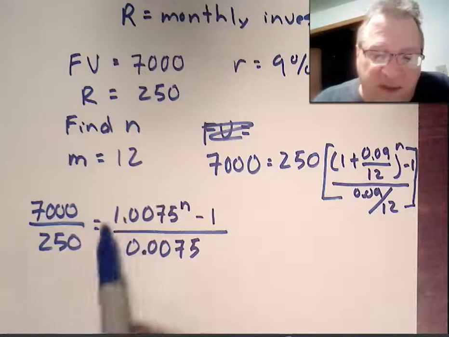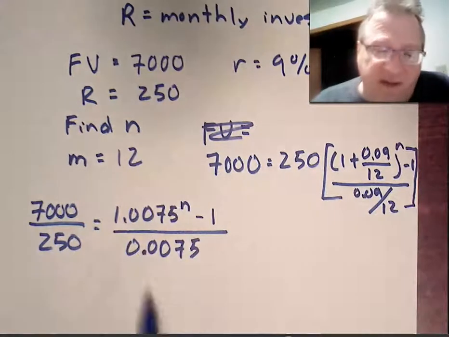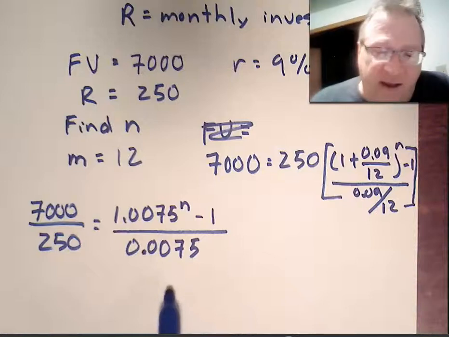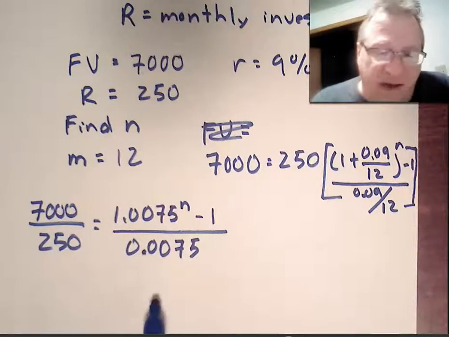Yes, that 1.0075 and 0.0075 are different by that 1. That makes sense. Okay, I'm trying to isolate that n. This is going to be an interesting one. Now what can I do?